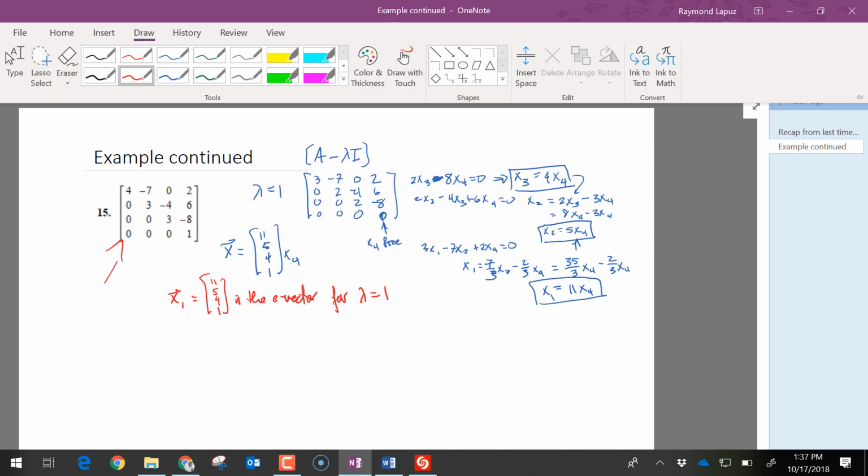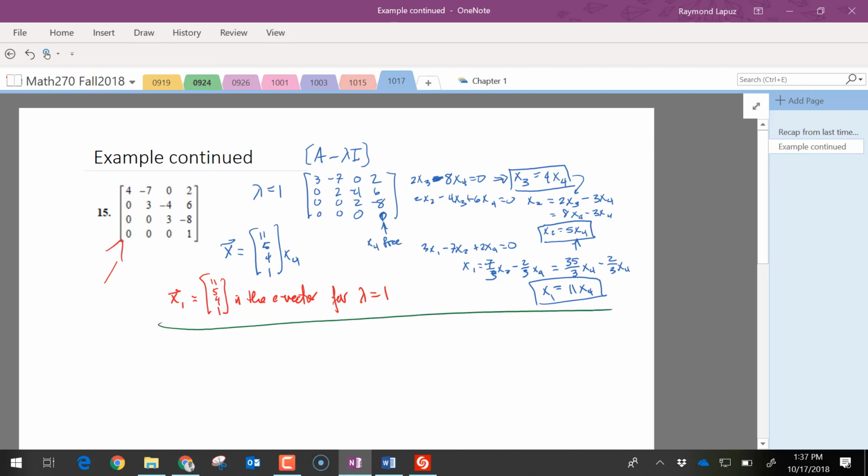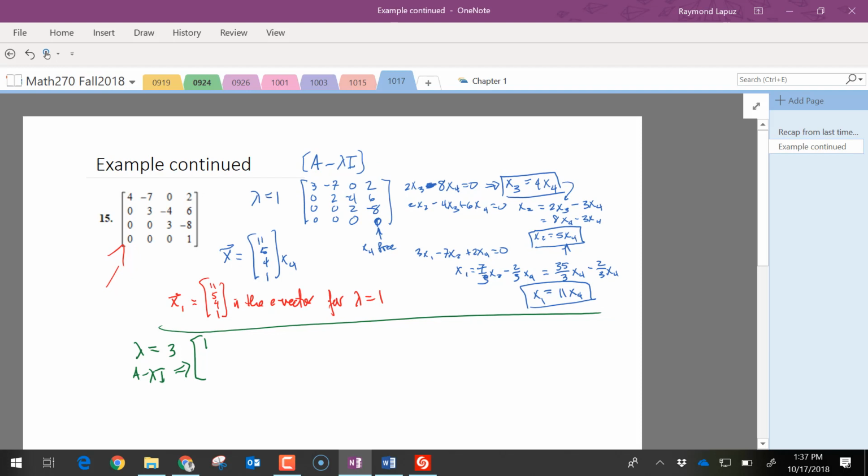All right, let's do one more. For lambda equal to 3, that's our third eigenvalue. So the matrix that we have, A minus lambda I, should look like 4 minus 3, minus 7, 0, 2, 3 minus 3, and 3 minus 3 again, and 1 minus 3, negative 2.